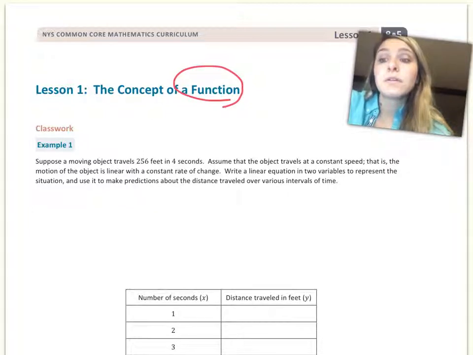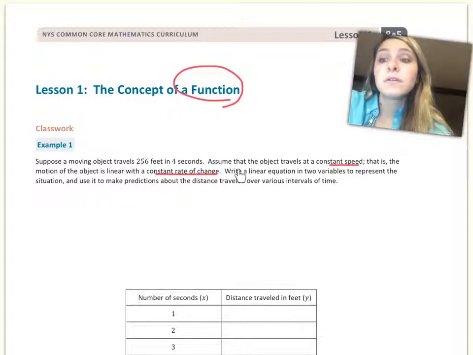Okay, so our question reads, suppose a moving object travels at 256 feet in 4 seconds. Assume that the object travels at a constant speed, that is, the motion of the object is linear with a constant rate of change. Those words should be popping out to you. We've talked about constant speed and constant rate of change.